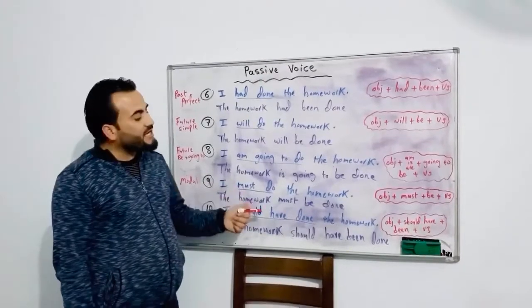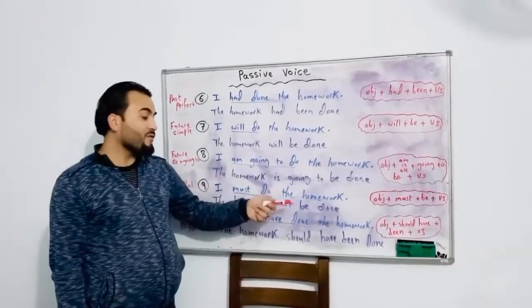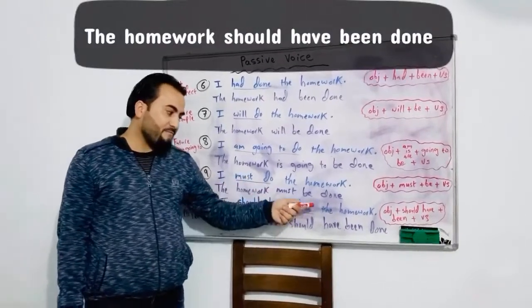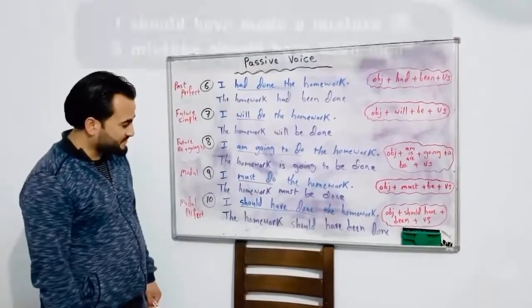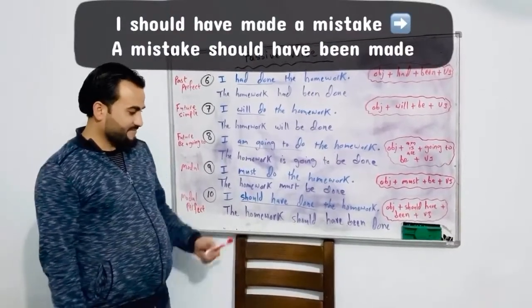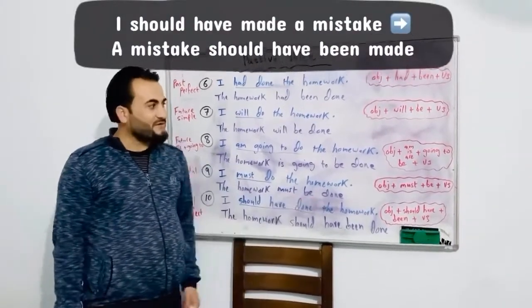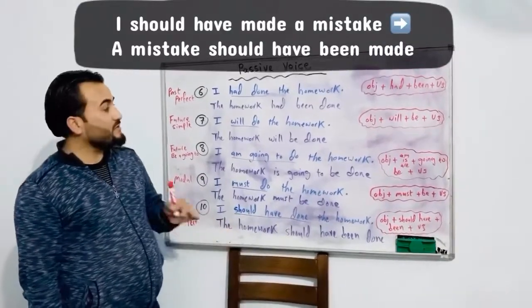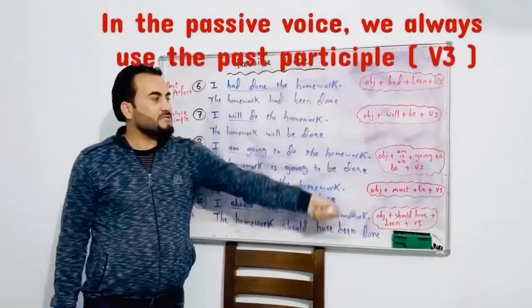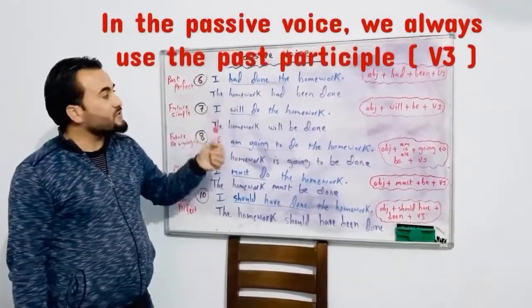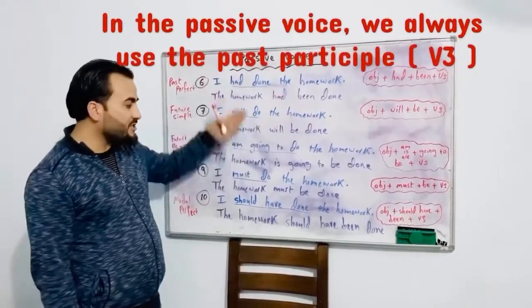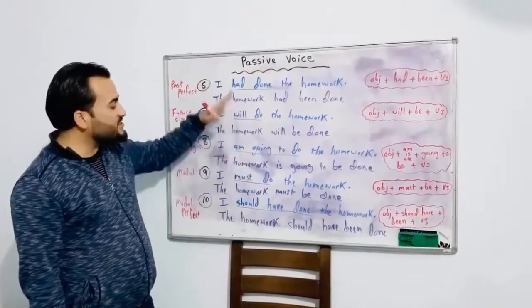I should have done the homework. The homework should have been done. I should have made a mistake. A mistake should have been made. Very nice. So here we always use the past participle of the verb. So do, it's gonna be done in each verb, in each tense.